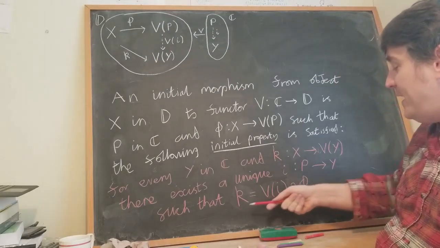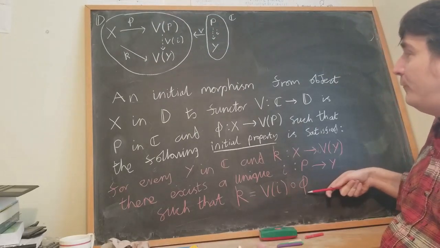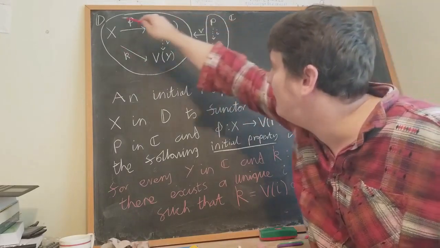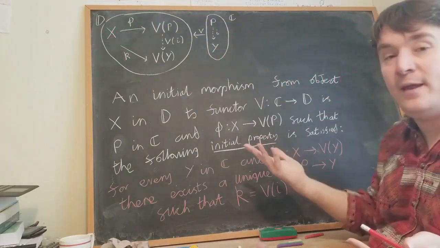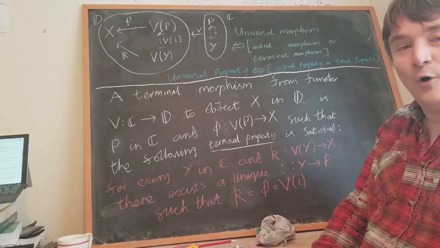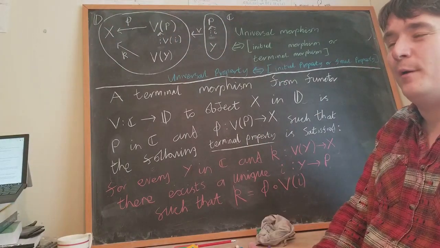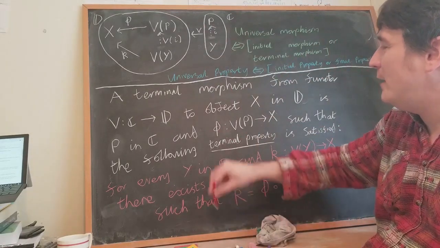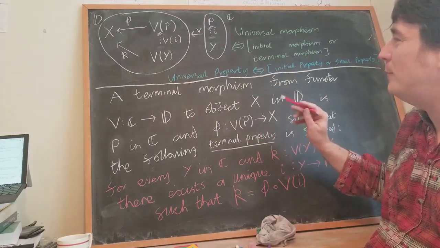So k is equal to V of I after phi. K is equal to V of I after phi. And that's it, okay? So we just defined initial morphisms and initial properties. Now let's define the dual. So we're going to define terminal morphisms and terminal properties.